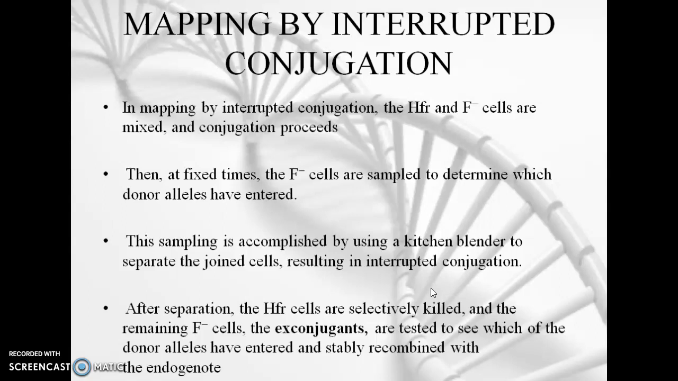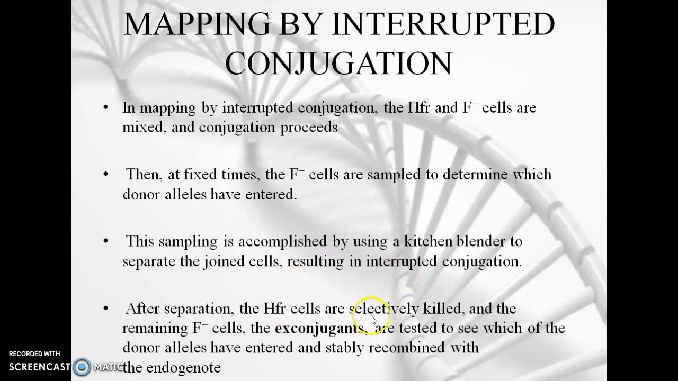We have to consider an antibiotic resistance property or an antibiotic resistance gene for this function. For example, if we consider streptomycin resistance in F- cells and streptomycin sensitivity for HFR cells, and after separation, if we add streptomycin to that medium, HFR cells will be selectively killed and F- cells will be intact.